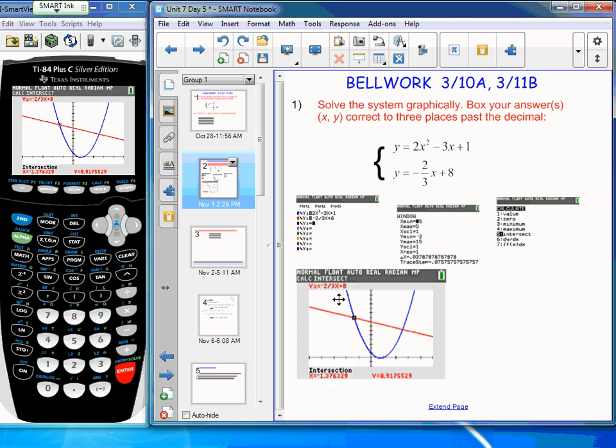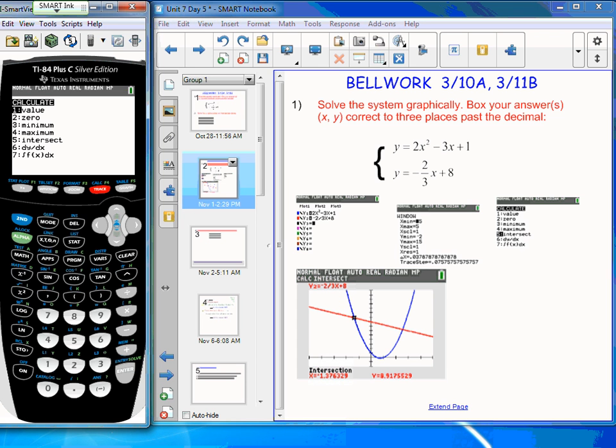And then I could find that other intersection point by doing second calculate intersect. The fifth option, first curve enter, second curve enter. But now I need to get closer to the other intersection point. Otherwise, I'll just keep returning that first one. So I've got to go closer to the other one. And when I do, I can press my guess. Voila! And the calculator will jump onto that second intersection point.